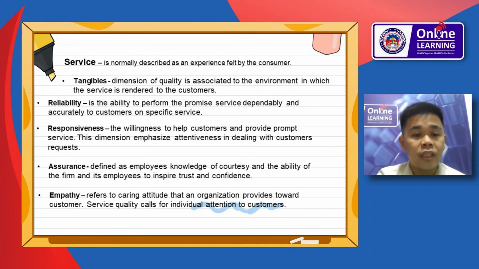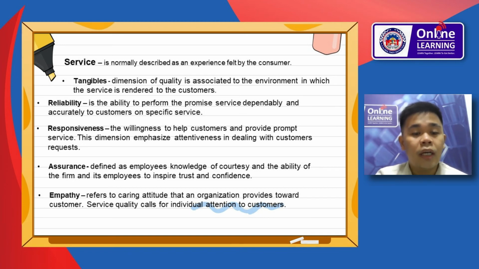Then, for service, it is normally described as an experience felt by the consumer. The tangibles dimension of quality is associated with the environment in which the service is rendered to the customers. Next is reliability. It is to perform the promised service dependably and accurately for customers on a specific service. Responsiveness is the willingness to help customers and provide prompt service.